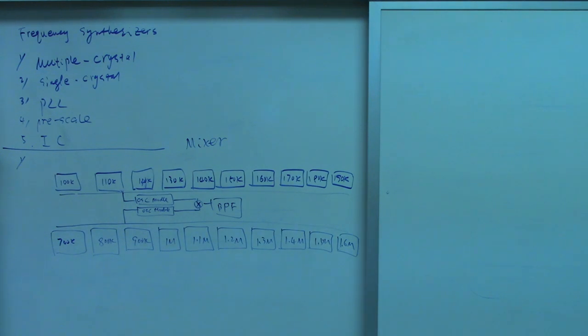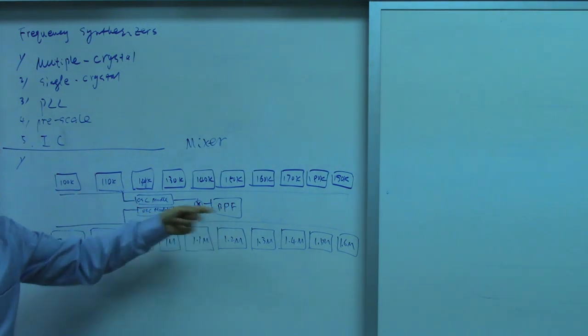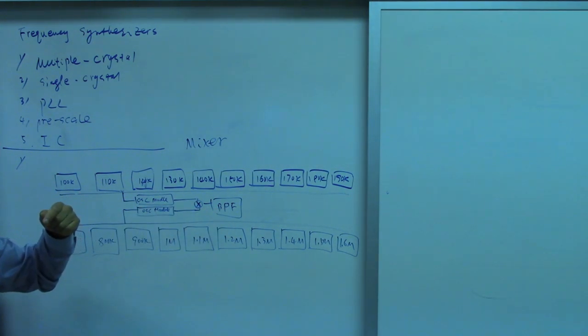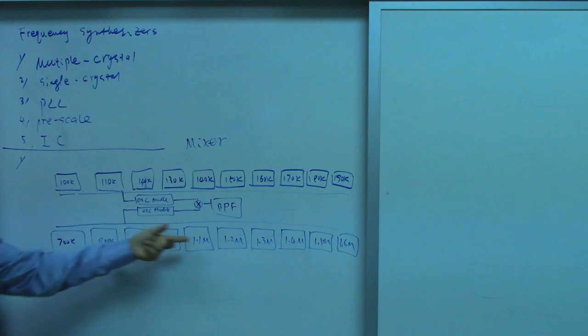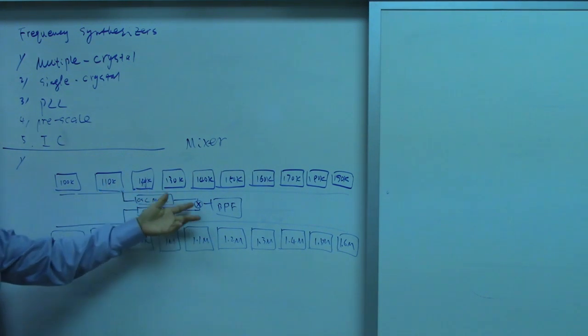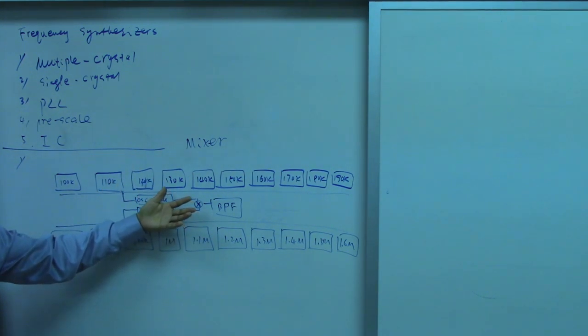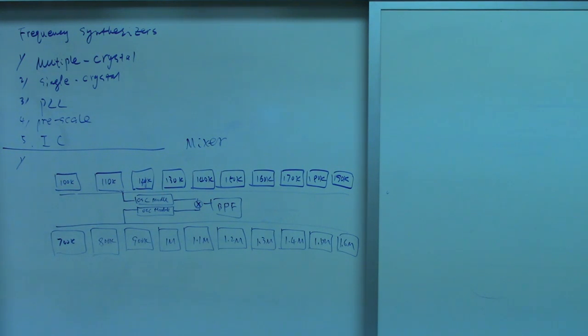Now I have a question to ask you. What is the lowest frequency that can be generated at this point? Keep in mind, you choose any one from here, and you choose any one from here, then you subtract or you add. What is the minimum frequency that can be generated from here?